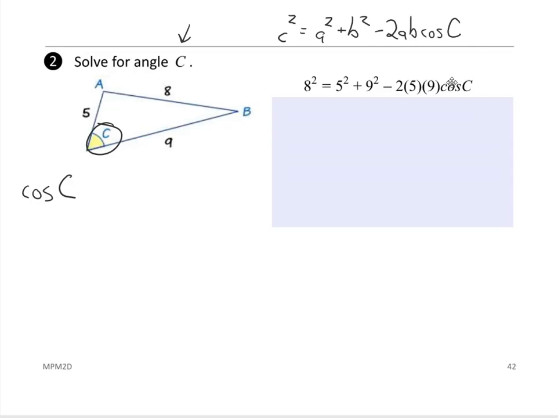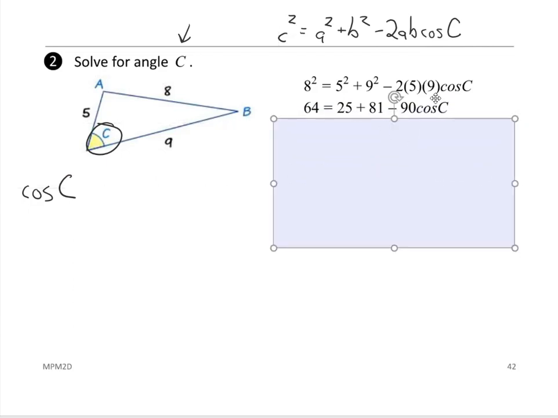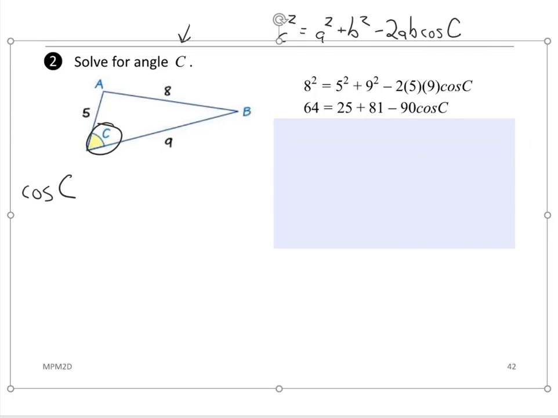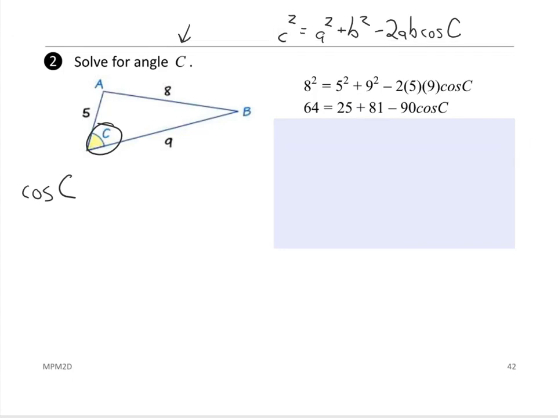Then we have minus 2. This would be AB, but this is just BA, and because 5 times 9 is equal to 9 times 5, it doesn't matter the order again. So now we really see that it doesn't actually matter. We end up with cos C over here. So what we're going to do is calculate all this out as much as we can, and you're stuck with 64 equals 25 plus 81 minus 90 times cos C. We're going to try and isolate the minus 90 cos C, because specifically we want to figure out what C is, but we're not ready yet.